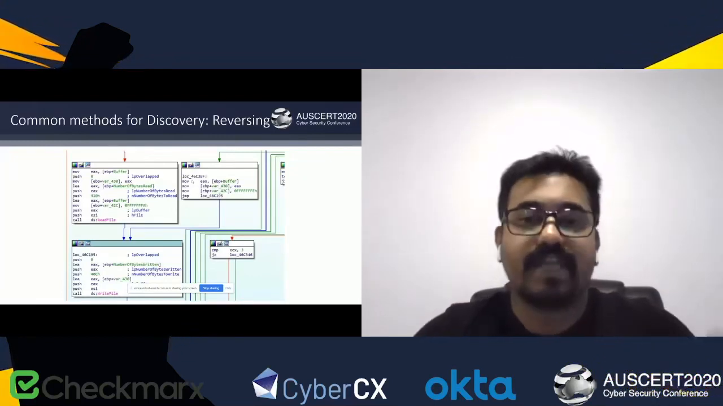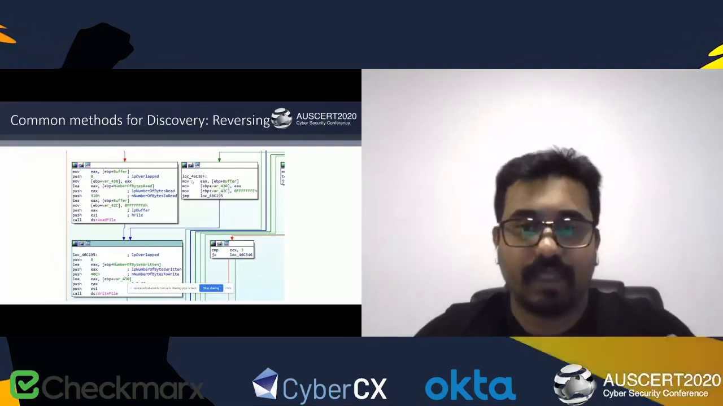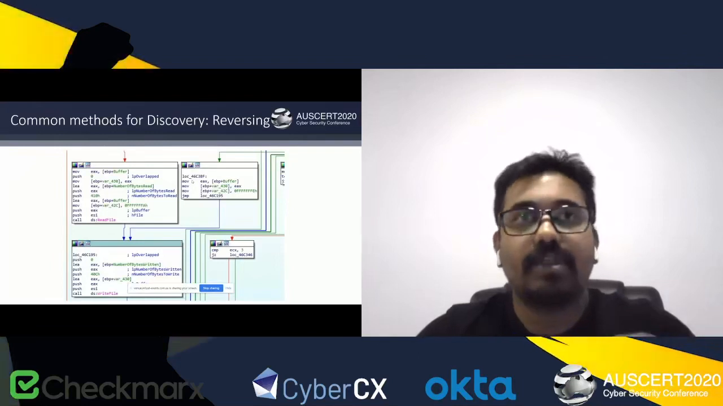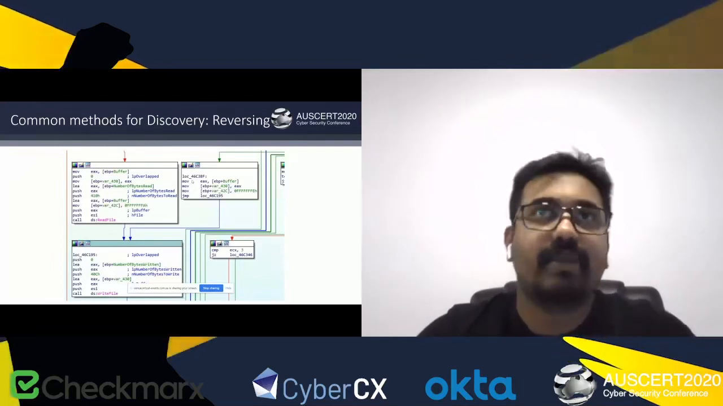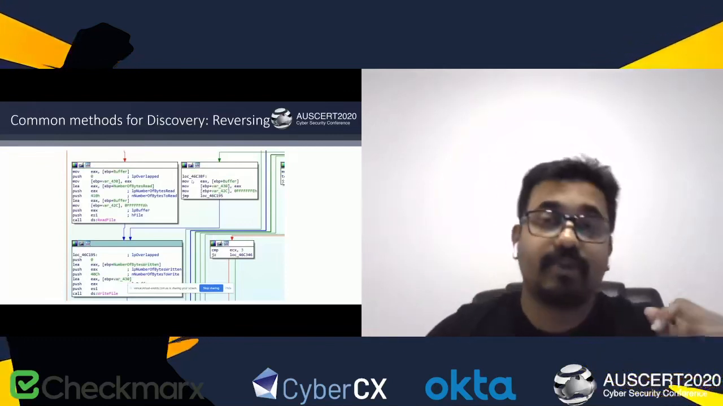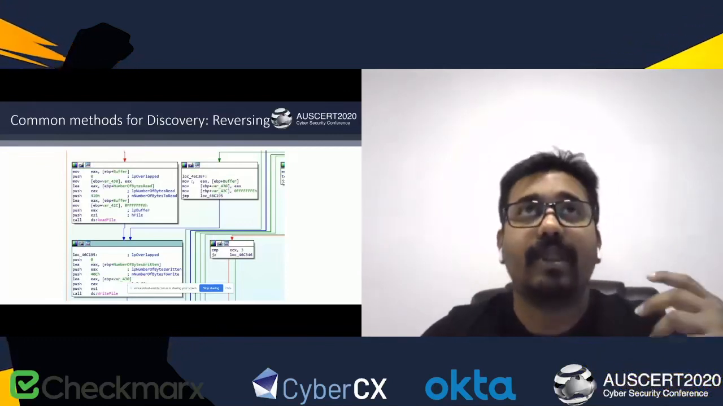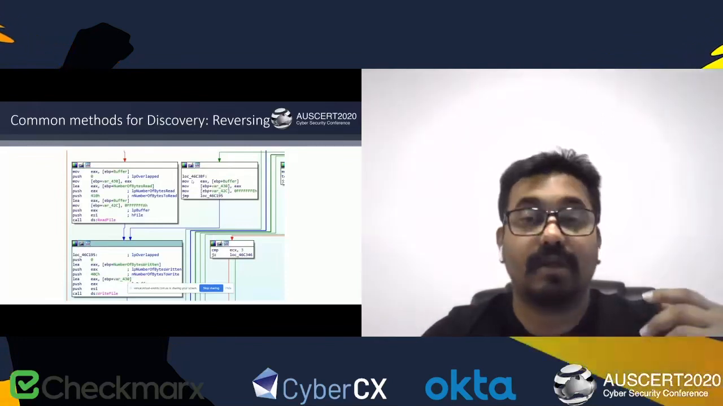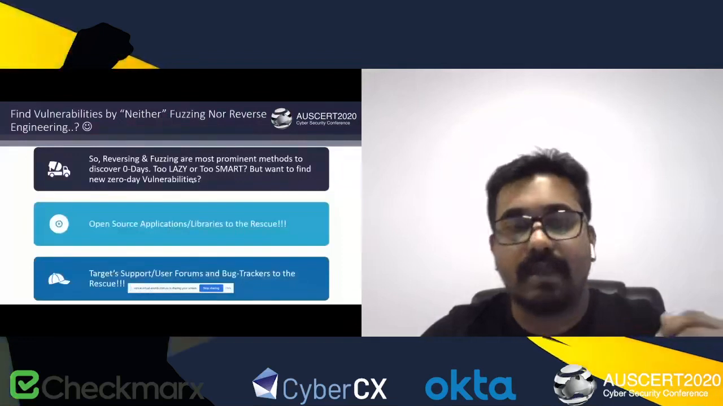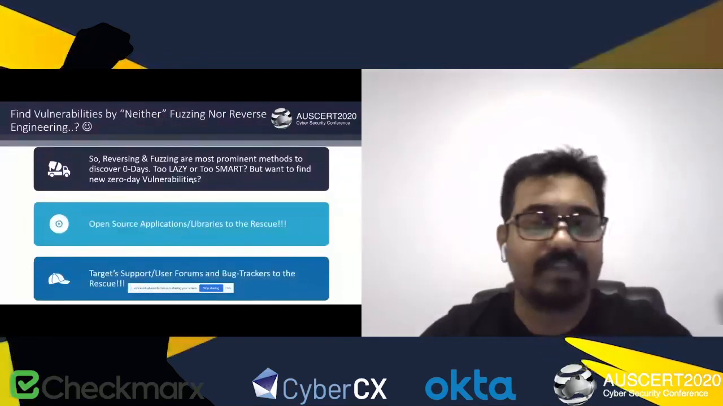Well, you have open source applications and libraries to the rescue, and you have the target's support or user forums to the rescue. So you'll find a lot of vulnerabilities just lying out in the open, and you can use that. So I'm just going to be showing you a demo on how I found almost 15 vulnerabilities in a popular product, which is used by millions or maybe a billion plus users, by doing neither fuzzing nor reversing.